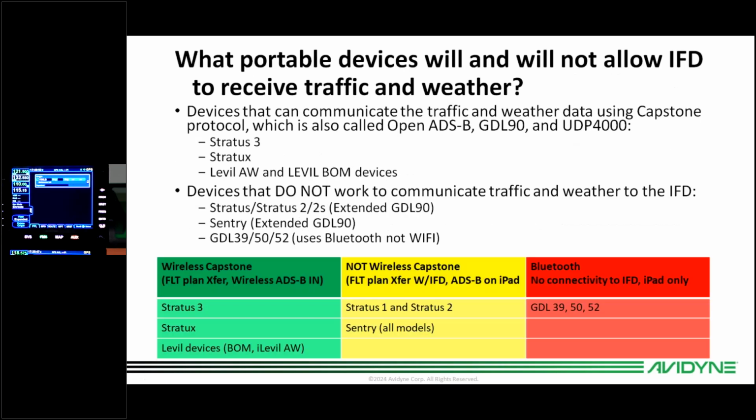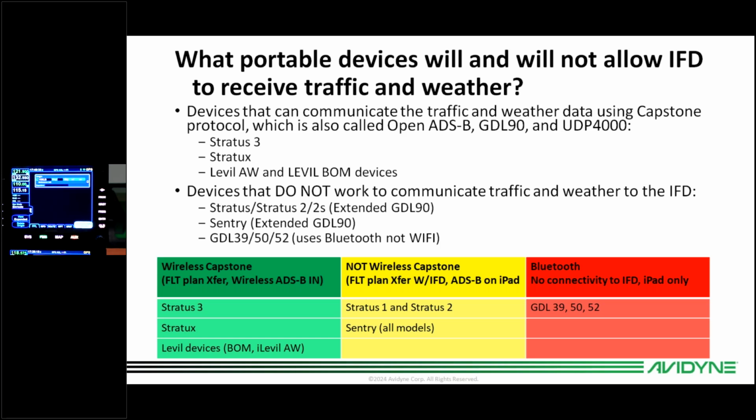So, what portable devices will and will not allow the IFD to receive traffic and weather? Any device that can communicate using protocols that are often called Open ADS-B, GDL90, UDP 4000, or Capstone. That includes the Stratus3, the Stratux, and some of the Levil devices. Those will all work to get traffic and weather onto your IFD as well as your iPad.